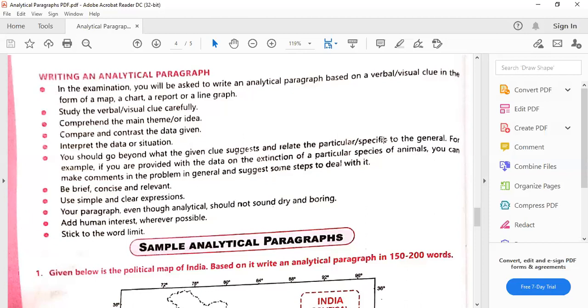ये नहीं कि टॉपिक जो है एनिमल्स की स्पीशीज के ऊपर है और आप कुछ और ही लिखे चलो. It should be related only with that particular topic that is given to you. So use simple and clear expressions. Don't use any difficult words. Your paragraph, even though analytical, should not sound dry and boring. It should be giving interesting look. Add human interest wherever possible.